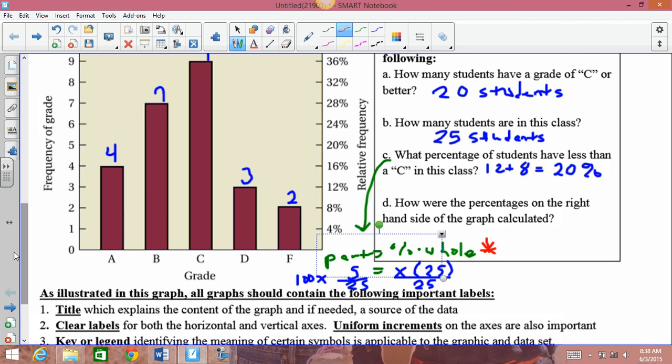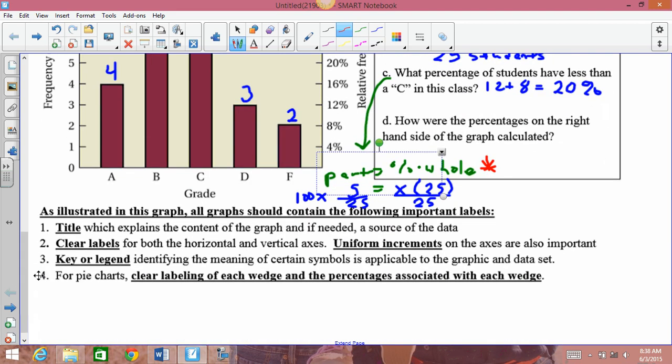Important features about graphs: always make sure that if you were to open up a magazine and see a graph you don't know anything about, you won't be able to interpret it if it doesn't have a title, if it's not clearly labeled. So those are really important features to include if you ever have to create a graph.